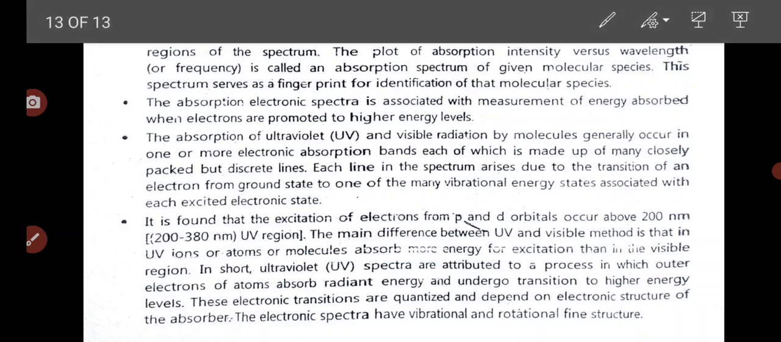So this is the information. Now in the next lecture we will see what is meant by ultraviolet photoelectron spectroscopy, and after that we will see scanning electron microscopy.